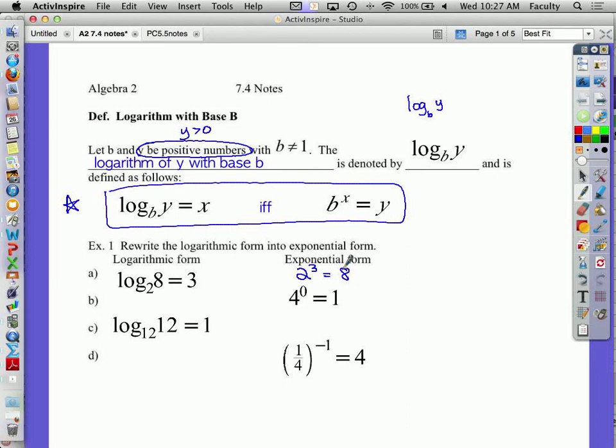Now we're going to go in the reverse direction. If I have exponential form, 4 to the 0 equals 1, in my log, the base is the base of the exponential function. The answer to the log is the exponent, so then the 1 goes inside. So it's log 1 base 4 equals 0, which is the same thing as 4 to the 0 equals 1. All right, letter C. If I have log 12 base 12 equals 1, it's the base of the log. The exponent is the answer to the logarithm, equals 12.